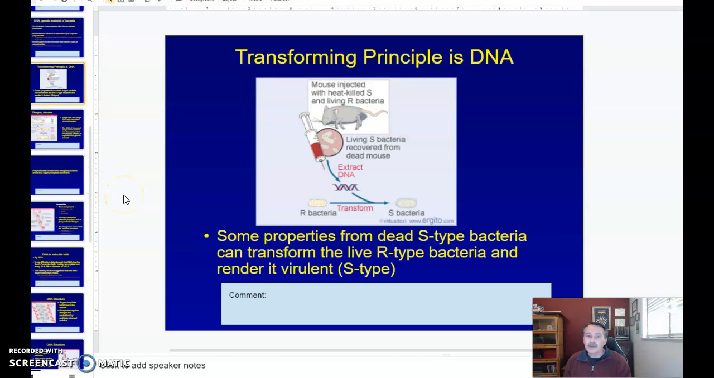All right, in slide 10 here, we've got the wrap up of the Griffiths experiment. And basically what I want you to write down for this is that Griffiths experiment shows a transference of the dead S-type bacteria that transforms the live R-type bacteria into basically virulent S bacteria. Virulent meaning disease-causing bacteria again.